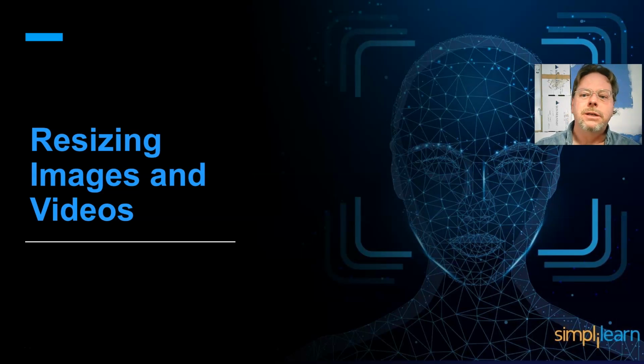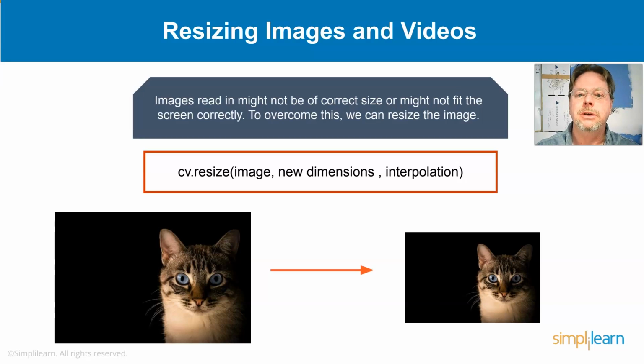But what if you want to process all the images under the same neural network? They're going to look for the same size, and that's huge, just to be able to resize your images to go into that neural network, so you're not looking at different sized images. Images read in might not be of the correct size or might not fit the screen correctly. To overcome this, we can resize the image, and you can see it's a real simple command in OpenCV. We're actually using what they call cv2. A lot of times people will import cv2 as cv just to make it easy, because they might have old code, and it's easy to swap things in and move forward.